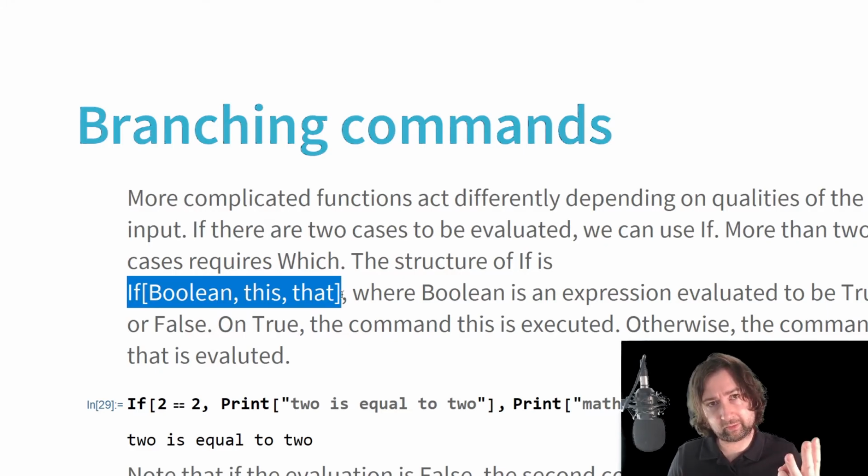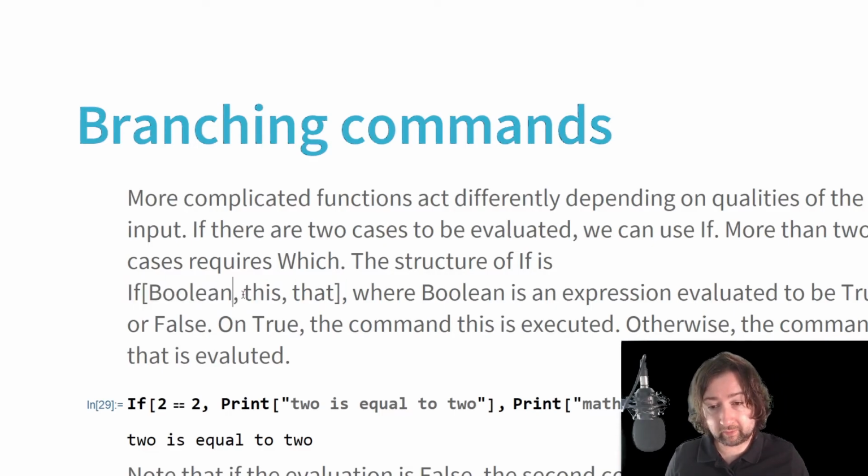And so you can see that if Boolean this, that structure. So there's 3 arguments. The first is an expression to be evaluated, which produces a true or false. If the true shows up, then the first command, this, is performed. If anything else besides true comes out of the Boolean, whatever, even if it's not a Boolean thing, the argument that's in that is going to be executed instead.